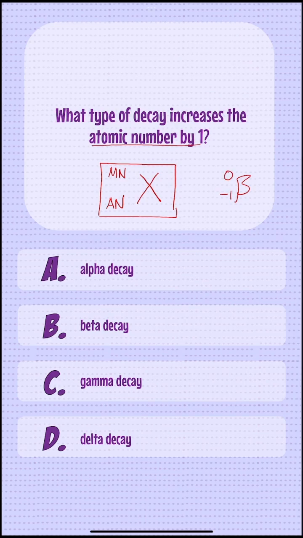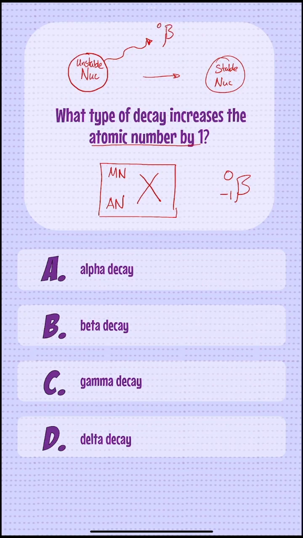So if you have beta decay, what does that mean? That means you have a nucleus. So here's a nucleus, and that nucleus is unstable and it wants to become stable. So this is an unstable nucleus. And to become a stable nucleus, it needs to give off radiation. In this case, it's giving off beta. The answer for this is beta because it's giving off 0, -1.